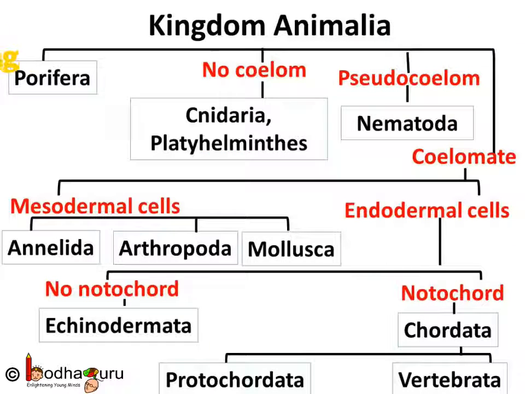After the presence of coelom and which type of coelom is present, we see if notochord is present or not. If notochord is present, then the animal belongs to chordata group. In some animals which belong to chordata group, the notochord is not present in all stages of life. So they are grouped in protochordata. Whereas if proper vertebral column is present, then the animals are grouped in vertebrata.